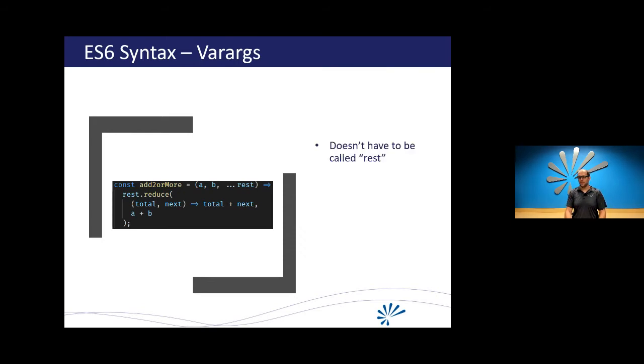The last variable can be dotted, and it turns any additional variables passed into an array. So we could invoke add 2 or more by calling add 2 or more, open parenthesis 1, 2, 3, 4, 5, 6, and 1 will be passed in as A, 2 will be passed in as B, and 3 through 6 get made into an array named rest.